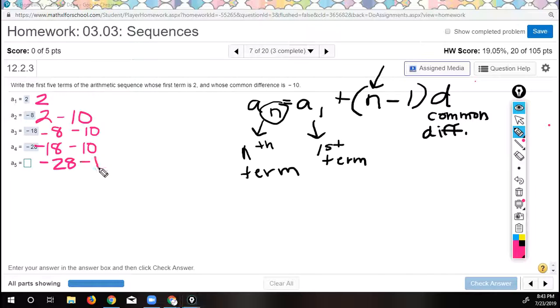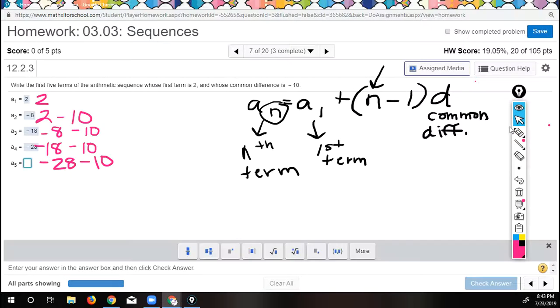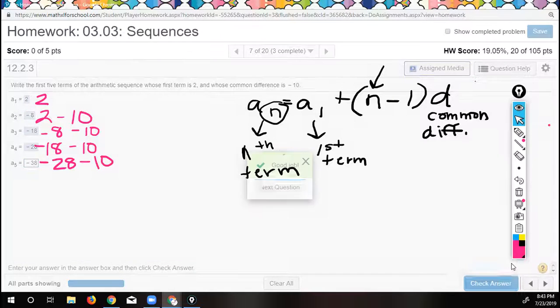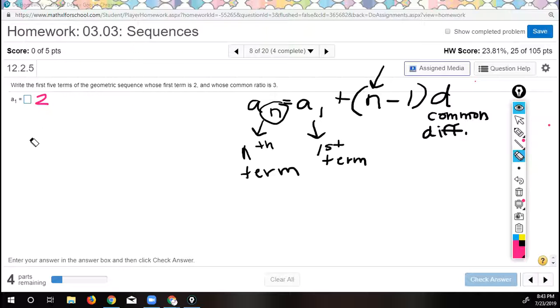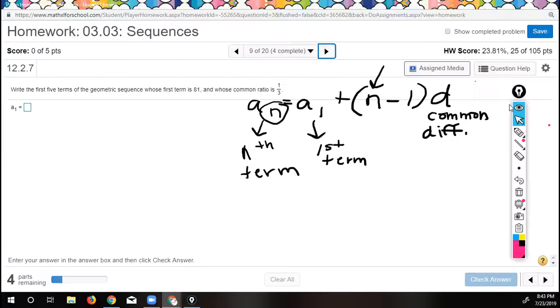Negative 28 minus 10. That leaves me with negative 38. Cool. So that's all you have to do for that one, is you take what they tell you is the first term, and then you just keep subtracting that common difference. Now, we're going to ignore this one because it's uneven, but if they said ratio, you would just divide by 3. So we'll get there.